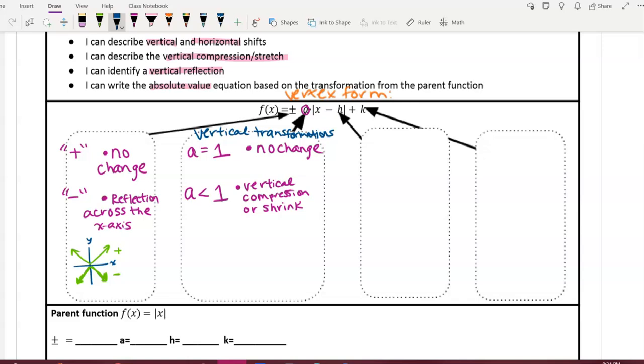And I'll do another little visual here. So let me see. If this is the x and this is the y, let's say our parent function looks like this. The new graph would actually be wider. So I know it says compression or shrink, but when we think about compression, we think about compressing down to the x-axis. Compress towards the x-axis.